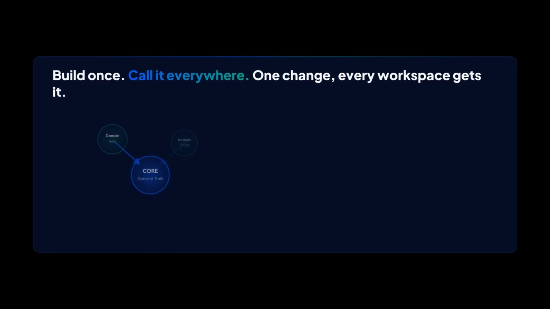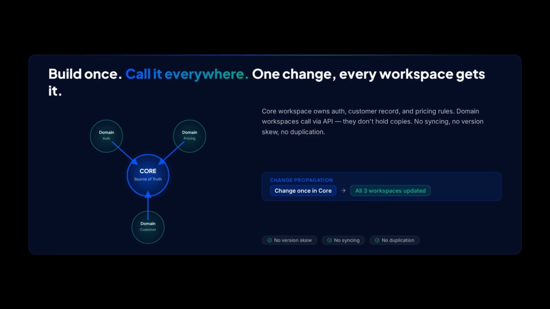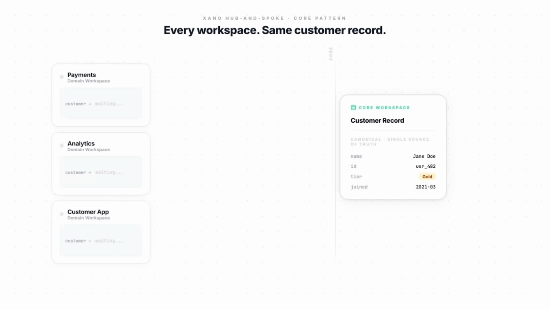And of course, there's very obvious pros to doing it this way. One change in core, well, now every workspace gets it. You don't need to sync 4 copies and control version skew or version drift. Plus, compliance and audit live in one place. So where does auth live? Well, that has one answer. And the practical one: if you build a customer lookup once, all 3 domain workspaces can use it. The alternative, of course, is building it 4 times and then keeping those copies in sync forever.